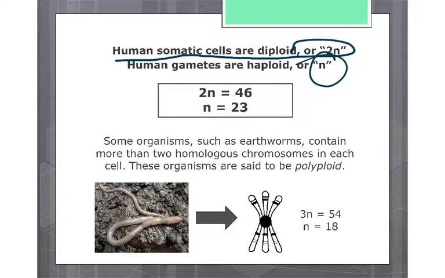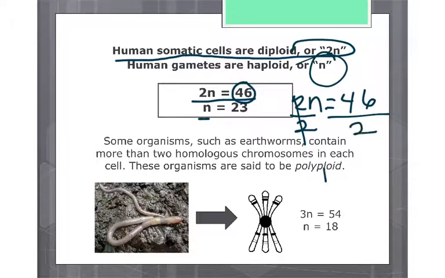So when we look here, 2n equals 46. That is representing the diploid value of a human. This is telling you the total amount of chromosomes. If you were to do algebra, 2n equals 46, isolate the n, I get a haploid value of n equals 23. That value of n is going to give you the chromosome number of the gamete or sex cell. So in our case, it would be a sperm and an egg.